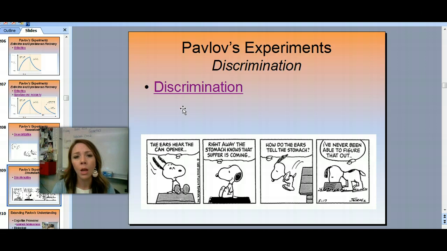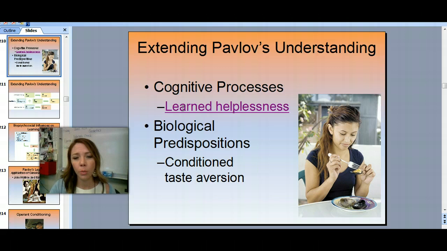We talked about this with cars, that sometimes you know the sound of your parents' cars, and you can discriminate. It used to be that you got excited every time you heard a car going by because you thought your parents were coming home. But over time you become able to discriminate between the sounds of cars, and you know when it's your parents and when it's not.